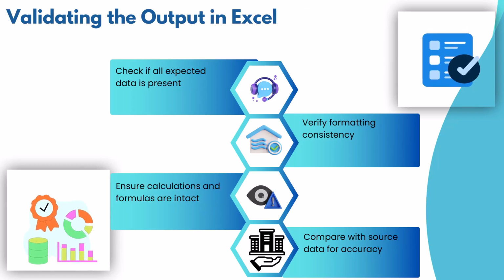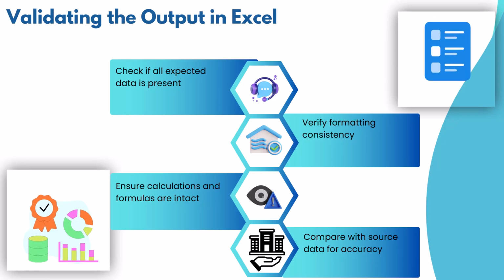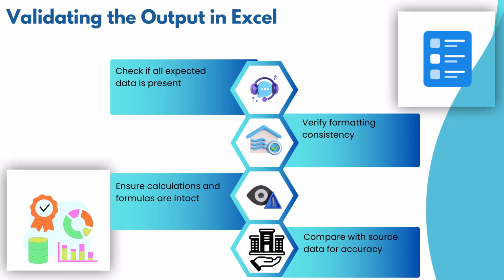Validation time. Think of it as proofreading, but for numbers. First, ensure all data is there. Missing values can be sneaky. Formatting should be consistent, or your spreadsheet might look like it dressed in mismatched socks. Double-check formulas, because an error here could mean reporting the wrong revenue. And always compare with the source data, because accuracy is key.